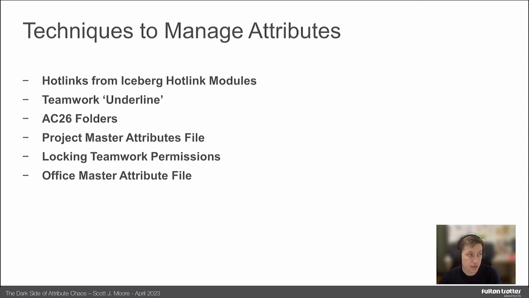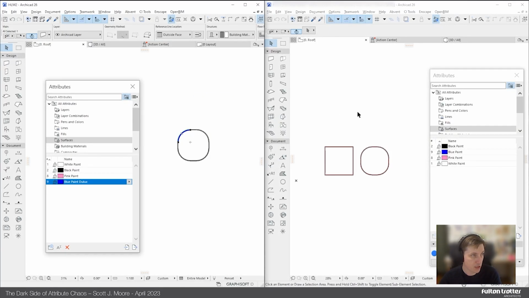Next up is the teamwork underline function. It's not a perfect foolproof solution, but it's a little extra help that can help you keep track of when new attributes may have come into your file. So in this example, I've got a file on the left and I've got a teamwork file on the right. So if I just copy an element over from the left to the right, we can see that new attribute has come in, the blue paint Dulux, and we can see it's got the underline, which in teamwork world means it's a change we haven't sent yet. But as long as we don't do a send and receive, we can track and keep an eye on anything that has an underline is something new that's come into the file that we need to deal with and manage before we send and receive.